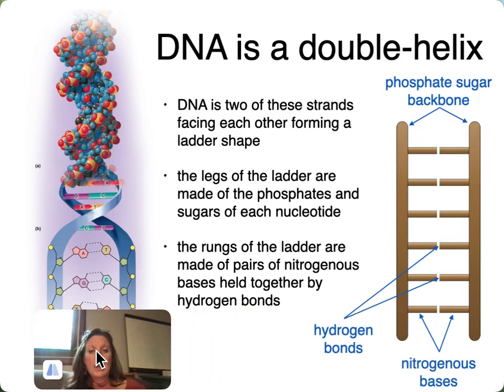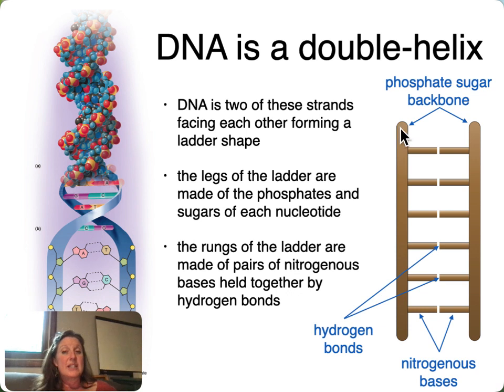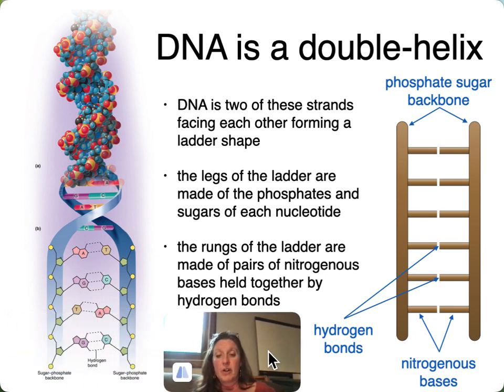Okay, so the DNA is two of these strands facing each other, making the ladder shape. So this is our phosphate sugar backbone. These are the nitrogenous bases, and hydrogen bonds are holding everything together. If we look over here, same thing. This is the phosphate sugar backbone. These are the nitrogenous bases, and those dotted lines are the hydrogen bonds that are holding them together.